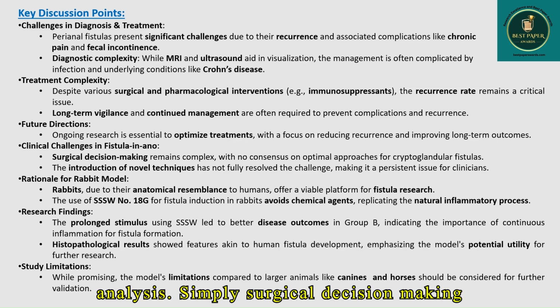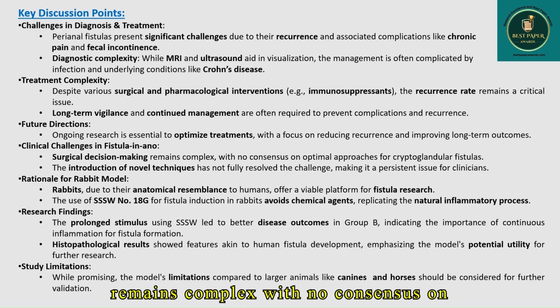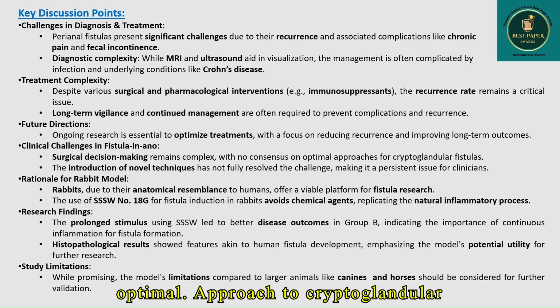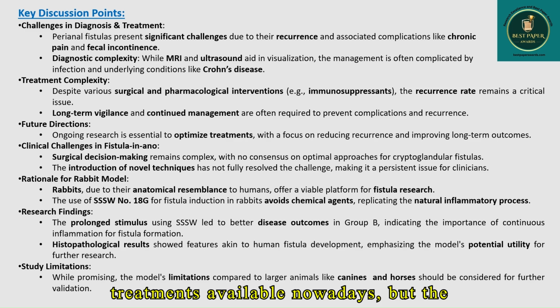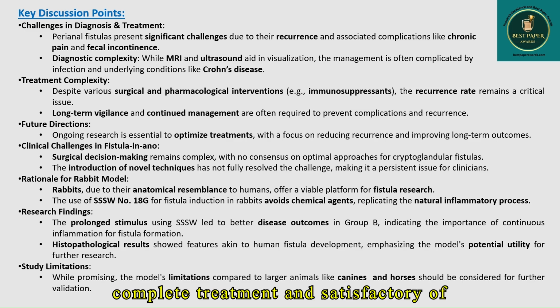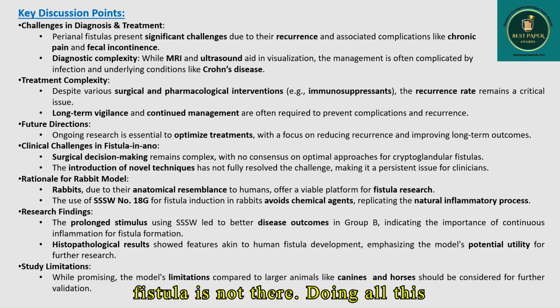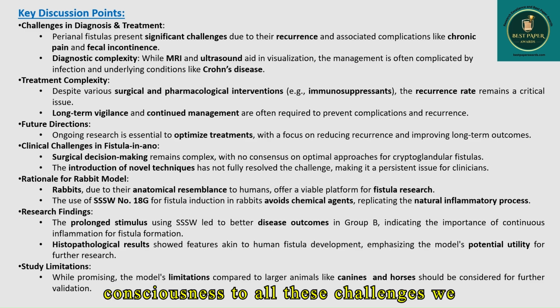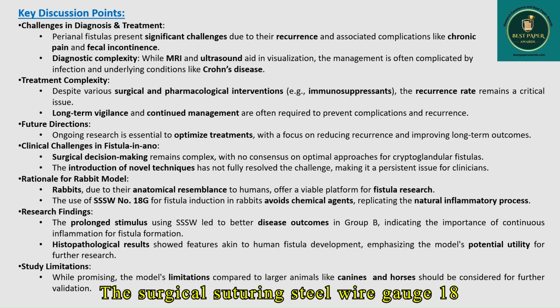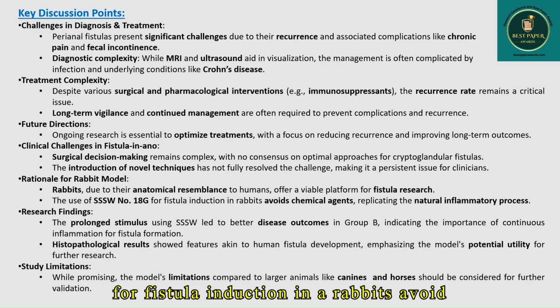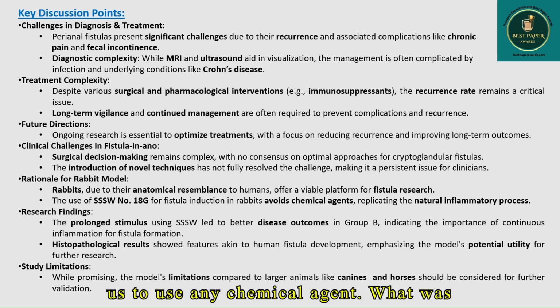The clinical challenge in fistula is simply that surgical decision making remains complex, with no consensus on the optimal approach to cryptoglandular fistula. The introduction of novel techniques has not fully resolved the challenges. As we know, there are so many treatments available nowadays, but a completely satisfactory treatment of fistula is not there. Considering all these challenges, we can create a chemical-free preclinical model: surgical suturing steel wire of gauge number 18 for fistula induction in rabbits avoids the use of any chemical agent.